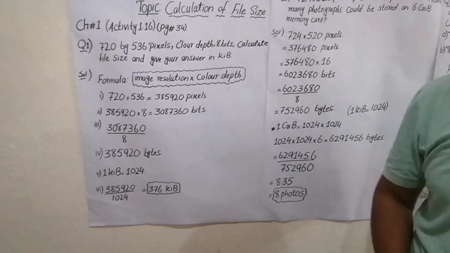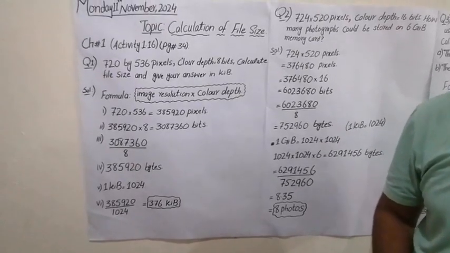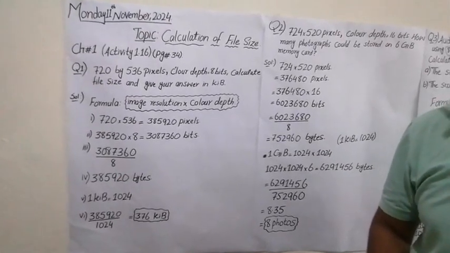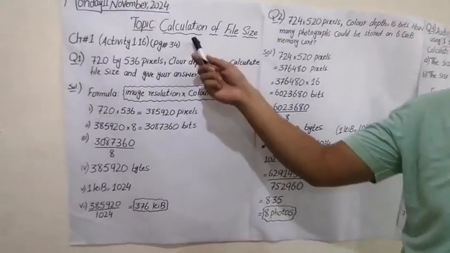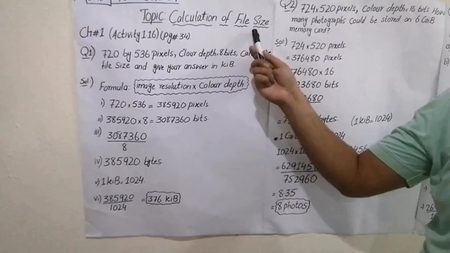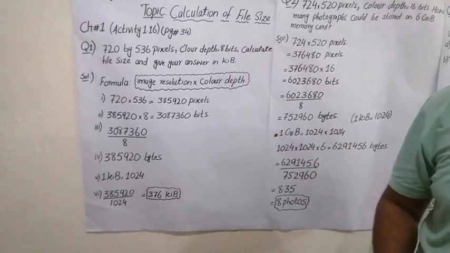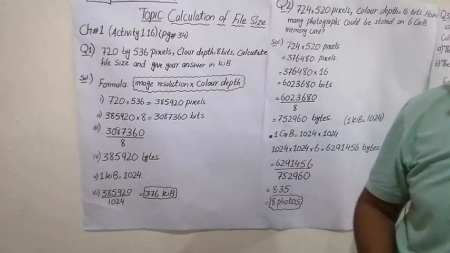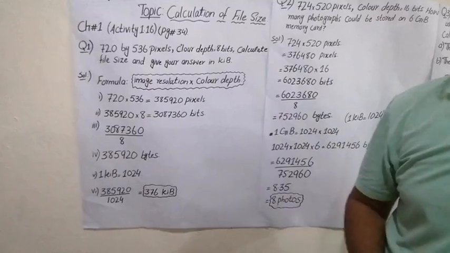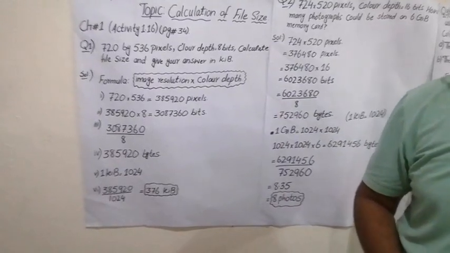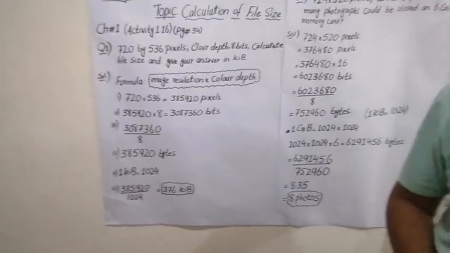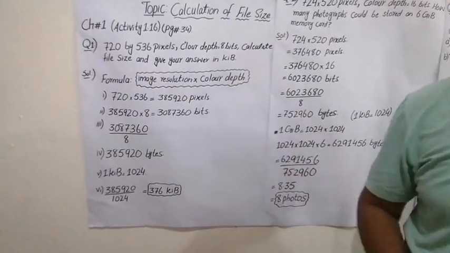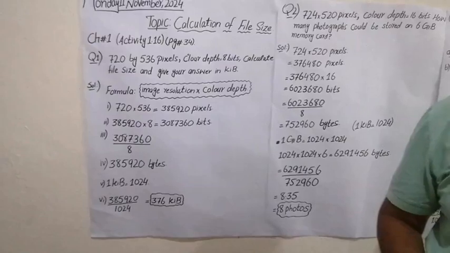Today we are going to revise our assessment syllabus, and one of the topics is calculation of file size. This topic is from chapter number 1. Activity is 1.16 and it is on page number 34. So let's discuss the first question which we have in this activity.